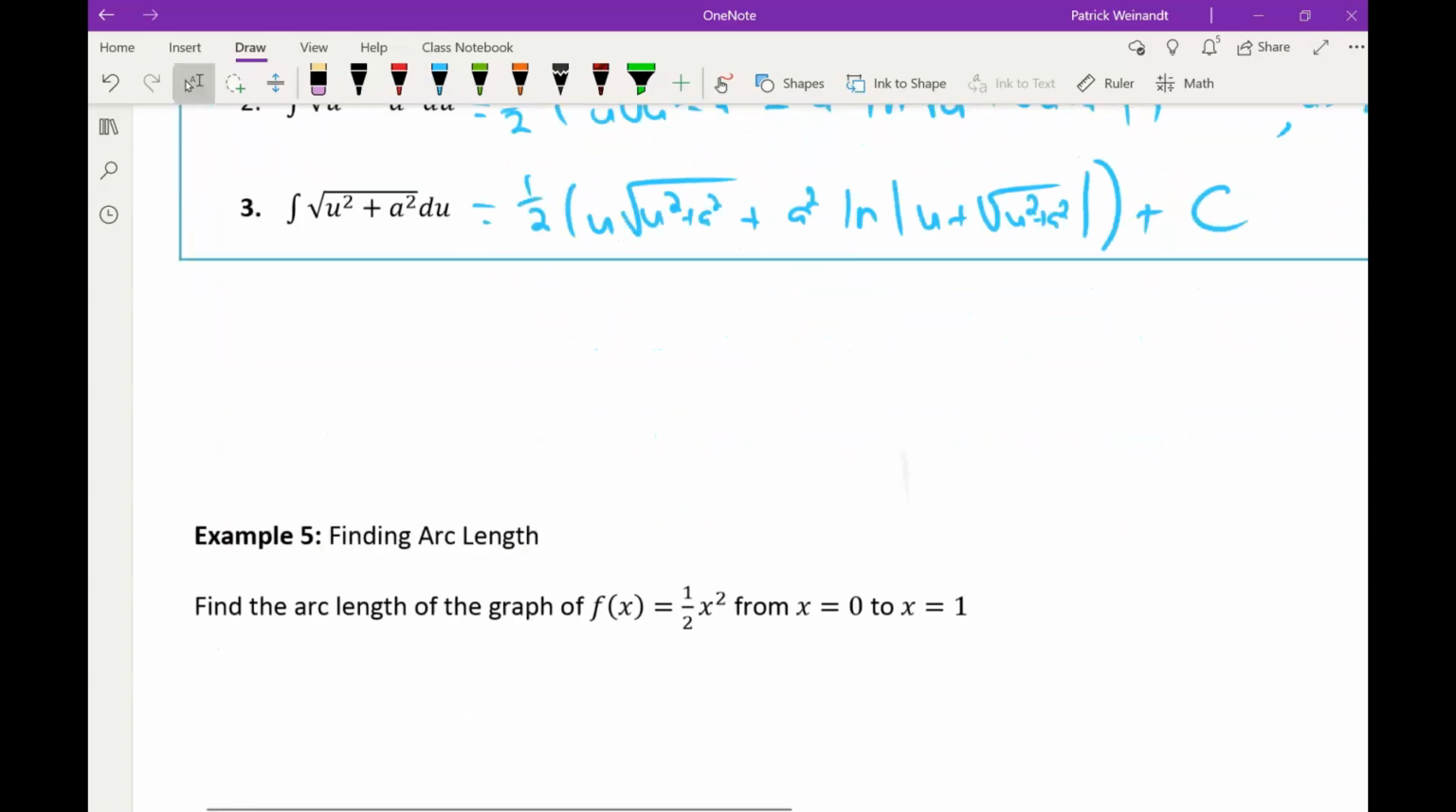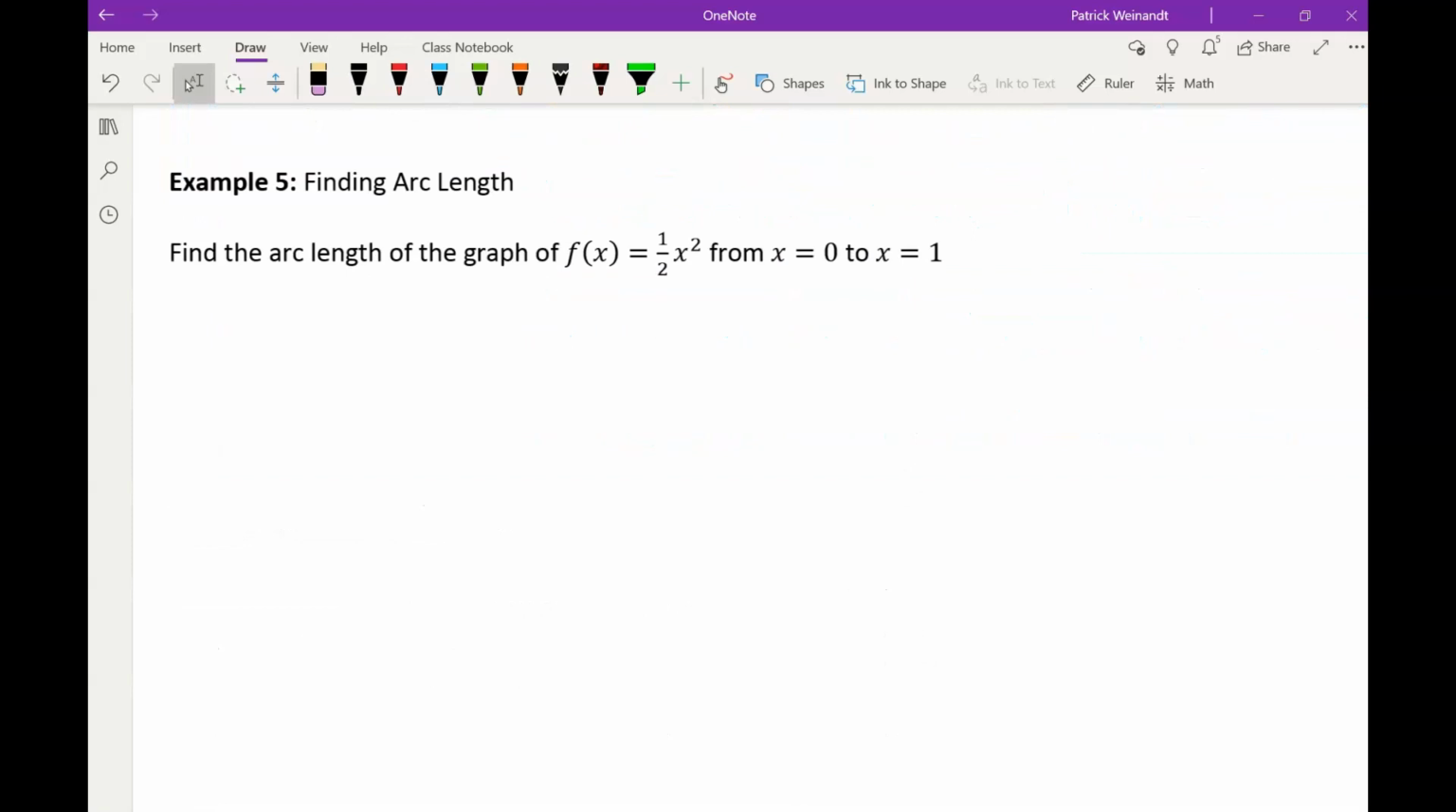So we're going to find the arc length of a function here. Excuse me.